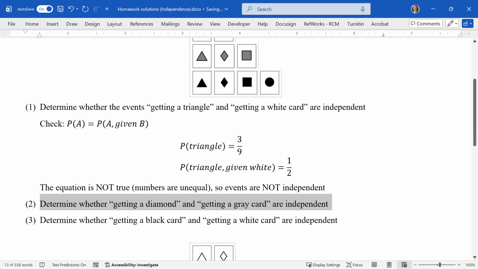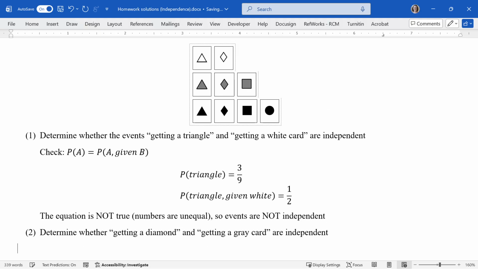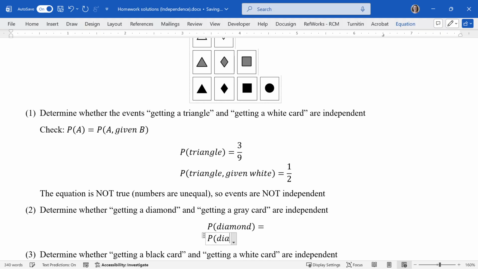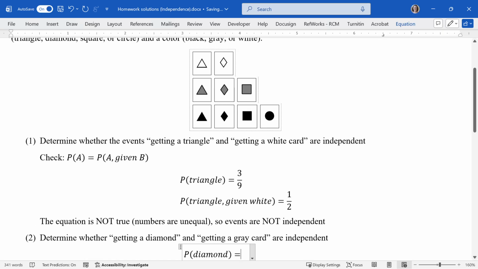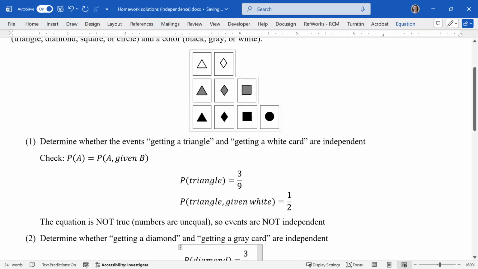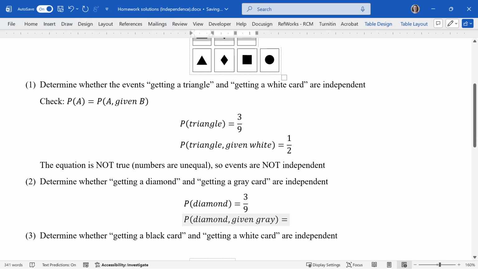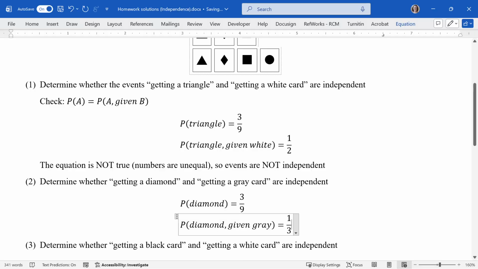Okay, number 2, determine whether getting a diamond and getting a gray card are independent. All right, let's just do this the same way. So I'm going to check probability of getting a diamond, and then I'm going to compare that to probability of getting a diamond if I know that it's gray. Okay, so overall probability of getting a diamond, there's 3 diamonds out of 9 cards. Now what if I know that the card is gray? Now what's the probability that it's a diamond? 1 out of 3. Okay, so actually, in this case, it is independent.